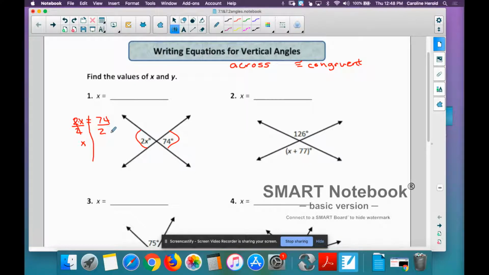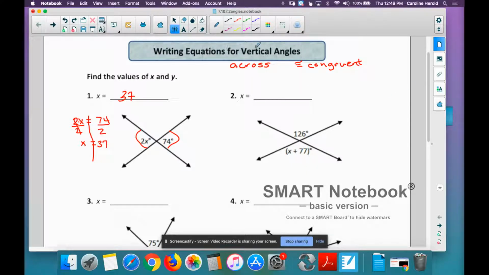And go ahead and use your calculator and find 74 divided by 2. I'm going to try to do that in my head. Half of 70 is 35, and half of 4 is 2. So I think the answer is going to be 37. Did I get it right? I think I did. So 37 is the value of x.